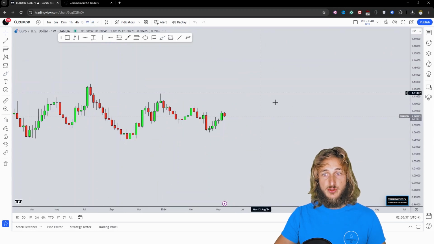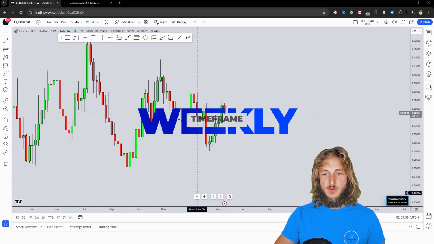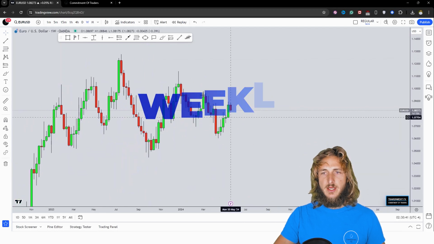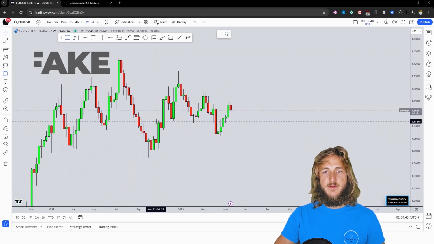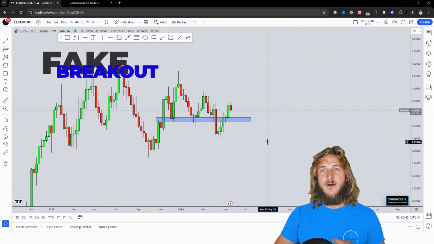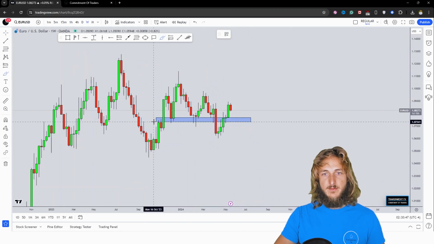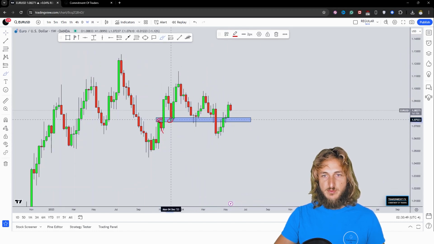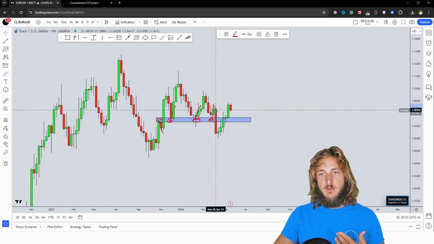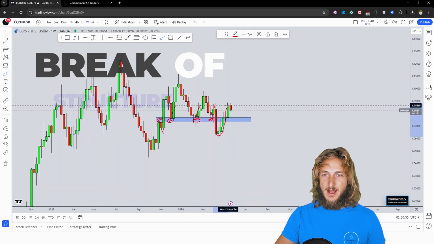Now, let's drop down on the weekly time frame and see what we have. Here on the weekly, we can notice how the market has just created a fake breakout from a quite important level. In fact, we can notice how this level was acting as previous resistance here, turned support here, and again here. The market broke below the level and then broke back above.